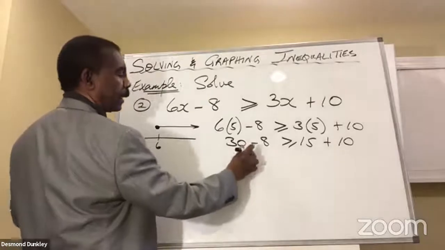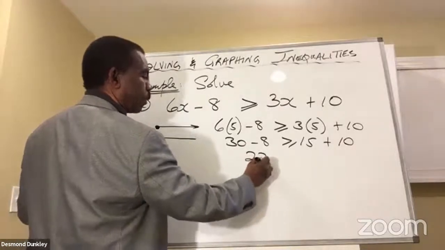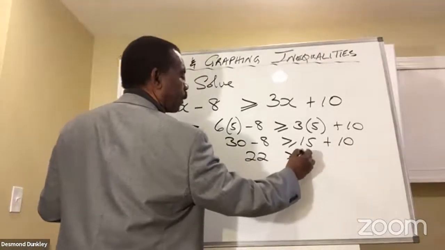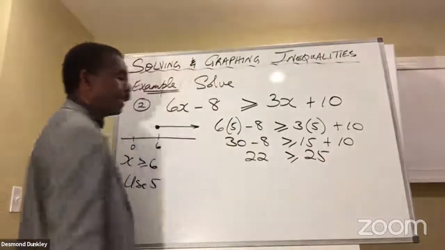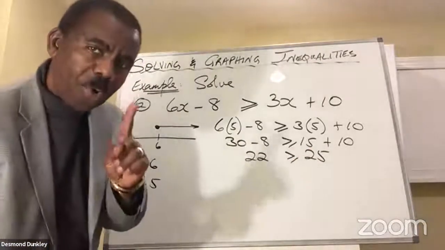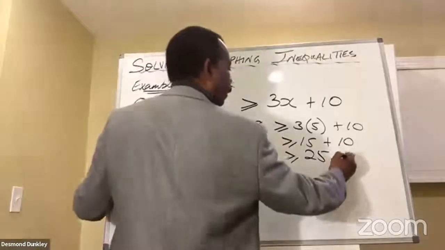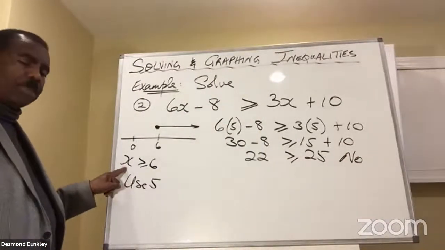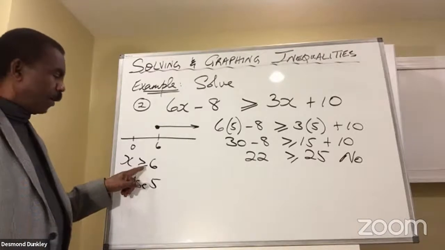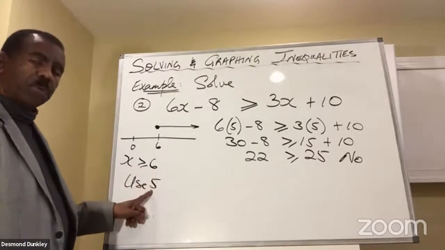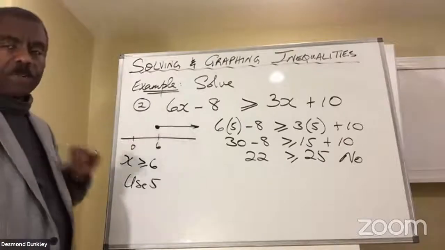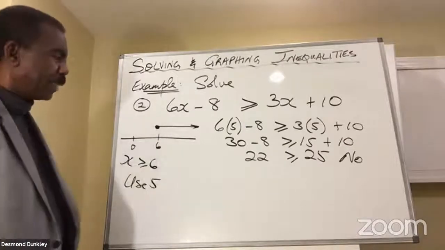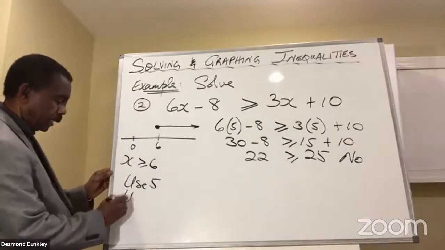30 minus 8 is 22. Is that greater than or equal to 25? The answer is no. And we were correct. X must be a number that is bigger than or equal to 6. When you use 5, it does not work. Let's try 6 and see what happens. So let's use 6.